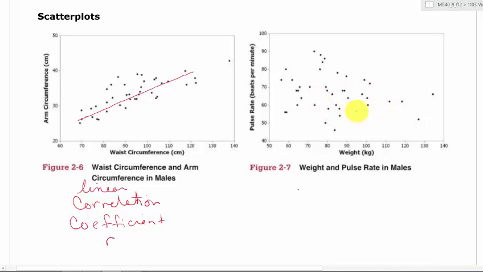In this graph here, we have the weight and the pulse rates of males, in beats per minute. In this one, there really isn't a pattern. This data is very random and all over the place. There's no distinct pattern that we can see in the data. So this one would have a linear correlation coefficient that was closer to 0. The closer the linear correlation coefficient is to 0, the less of a linear relationship there is amongst your data. So that's another scatter plot.